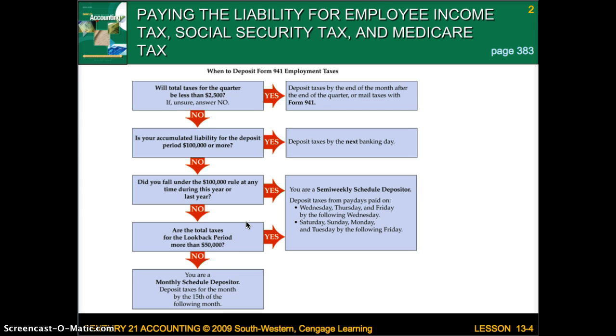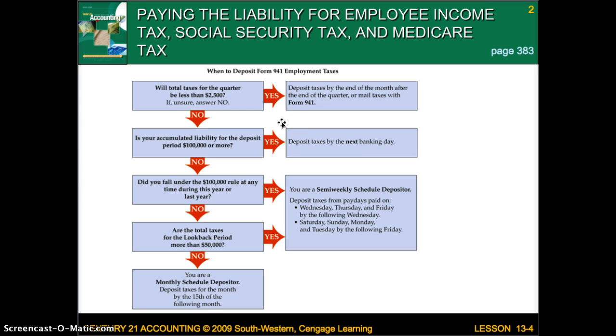So the IRS provides businesses with this flow chart here that tells you when you are going to pay your taxes. So will total taxes for the quarter be less than $2,500? If you're unsure, answer no. So if yes, they are lower, you would deposit taxes by the end of the month after the end of the quarter, with a 941. If no, it says, is your accumulated liability for the deposit period more than $100,000? No or yes. Deposit by the next banking day. Okay, so you follow this flow chart.